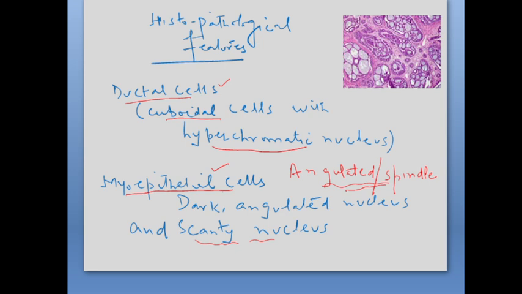Histopathologically, ductal cells are seen. These ductal cells consist of cuboidal cells. These cuboidal cells have a hyperchromatic nucleus. Myoepithelial cells are dark, angulated, spindle-shaped, or sometimes plasmacytoid in shape. They have a scanty nucleus.